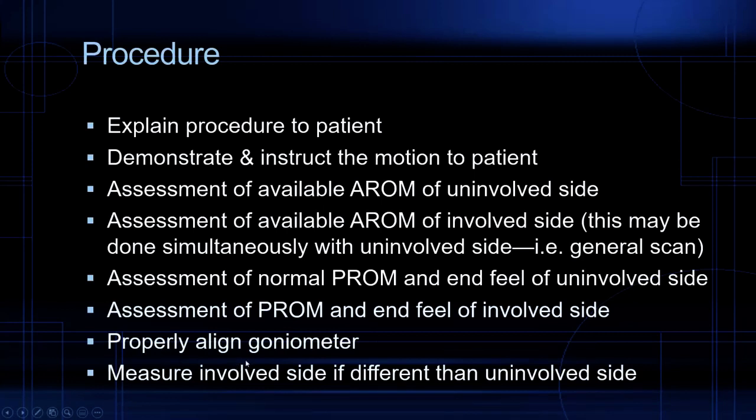Then you align the goniometer using your landmarks listed on your handouts. And then you're going to measure the involved side, okay? You measure first the involved side, and then you measure the uninvolved side if they're different, okay? So when you're doing your skills check, you're going to measure the uninvolved side first, and then you measure the involved side, okay?